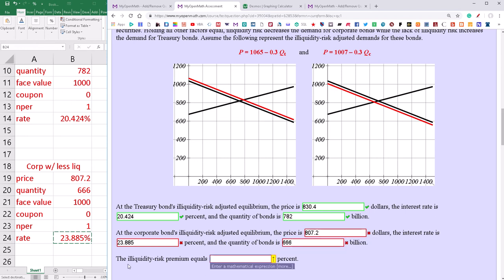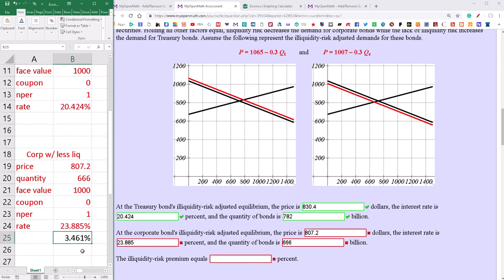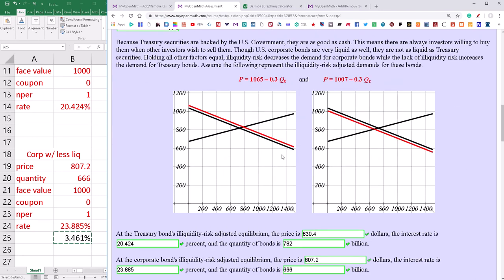Okay, so if corporate bonds are just as likely to default as treasury bonds, and everything else is identical with the exception of liquidity, the illiquidity risk premium is the difference in the two interest rates or two yields. So in this case, 3.461%.